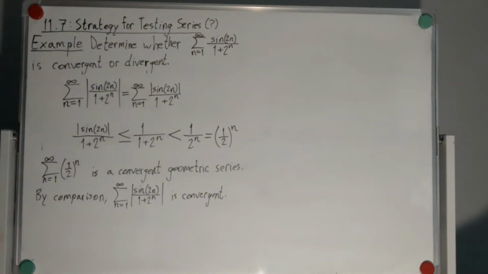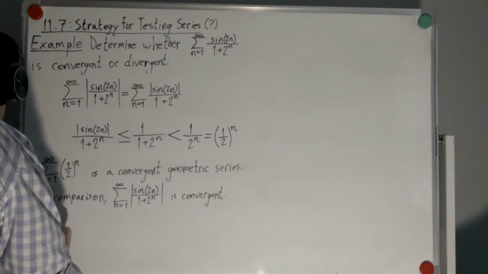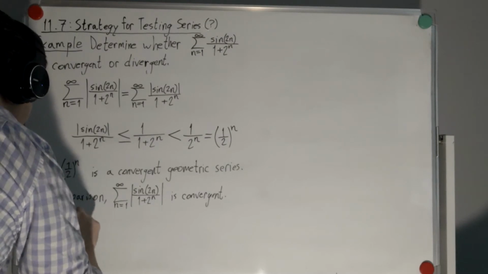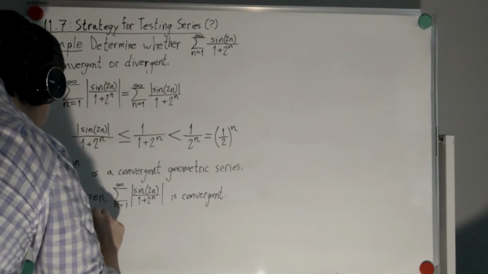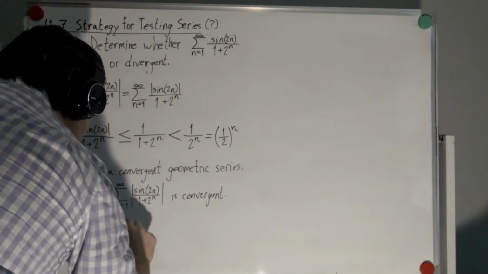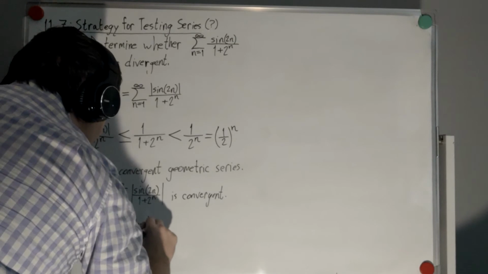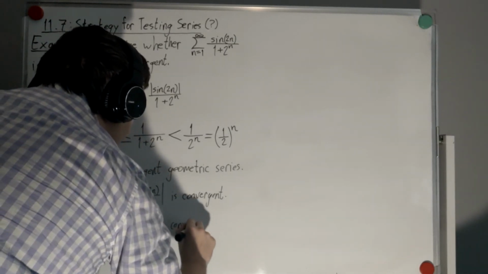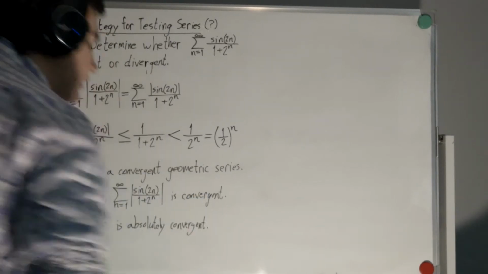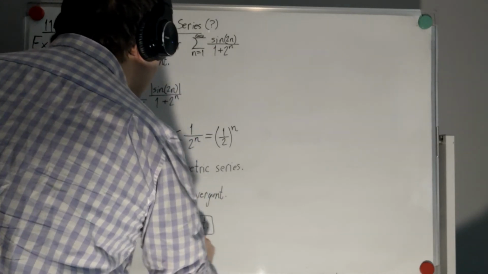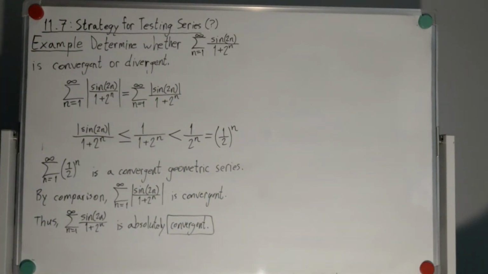This means that the original series, the sum from n equals 1 to infinity of the sine of 2n over 1 plus 2 to the n, is absolutely convergent. And if it's absolutely convergent, then it's also convergent. Okay?